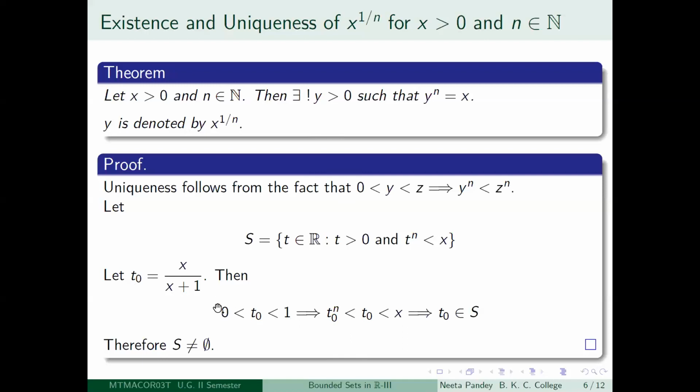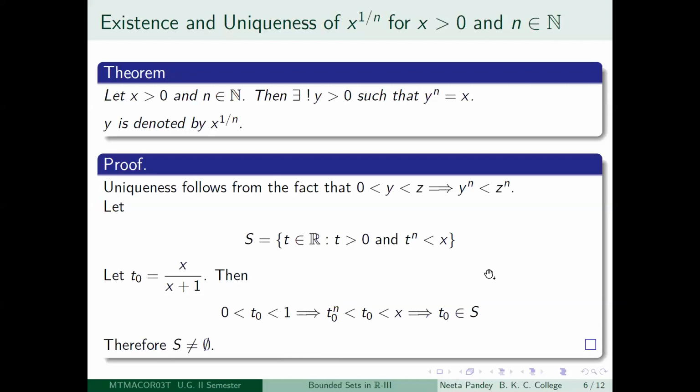And what can you say about t0? t0 is strictly less than x, because x plus 1 is greater than 1. x is positive, so x plus 1 is greater than 1. Therefore 1 by x plus 1 is less than 1. Therefore x by x plus 1 is less than x. So you have got a t0 which is a positive real number whose nth power is less than x. So therefore t0 is an element of S. So at least S is non-empty.